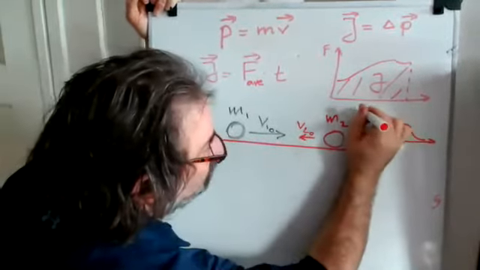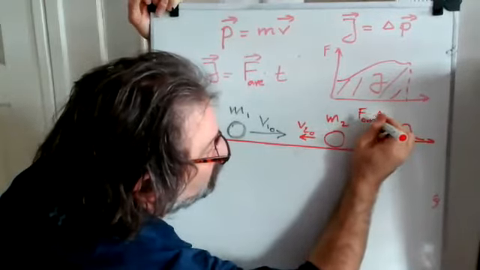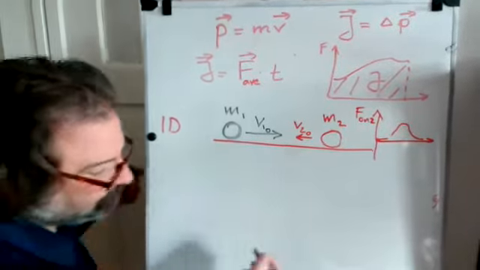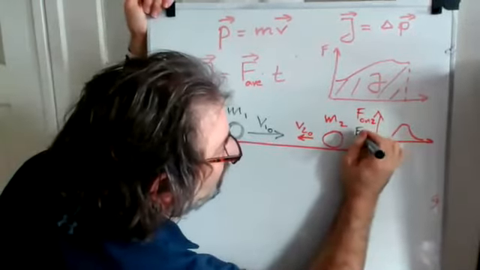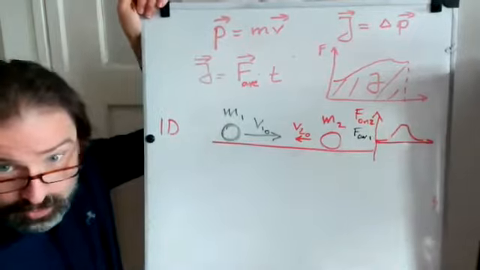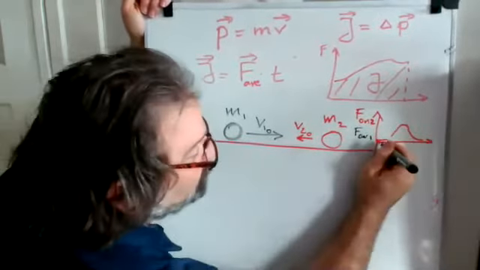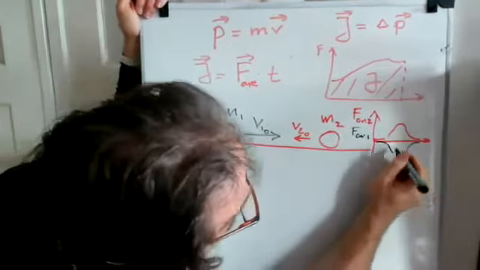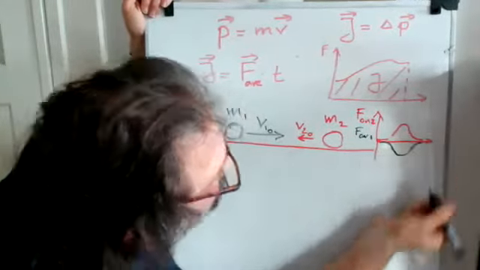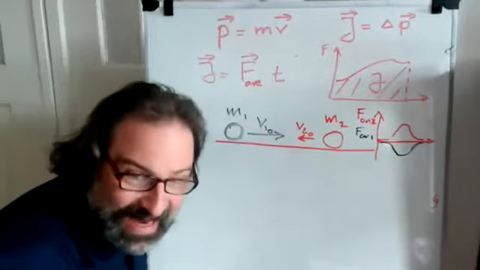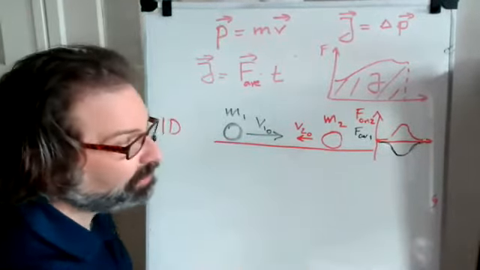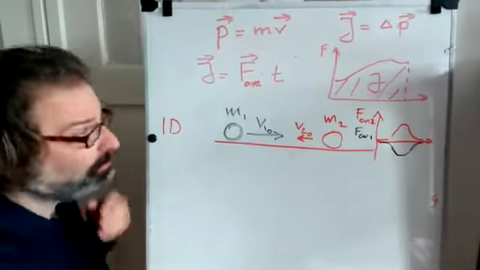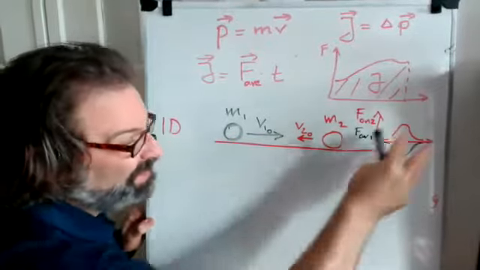So this is the F on 2 in red, and then if we also draw in F on 1 in black, according to Newton's third law, this would be exactly the exact opposite of the force on 2. There we go, close enough. And then, of course, that means that the total force on these two balls is 0.